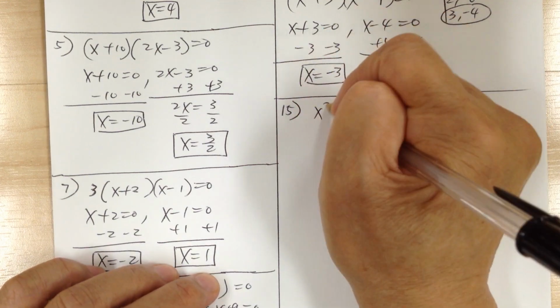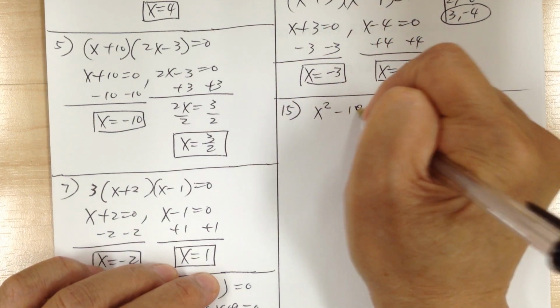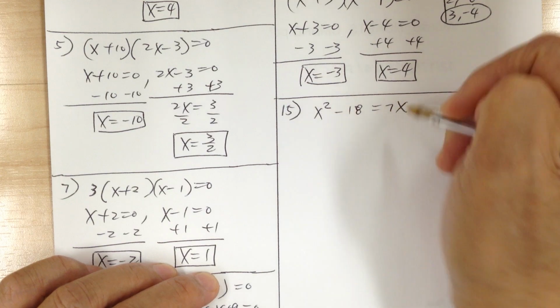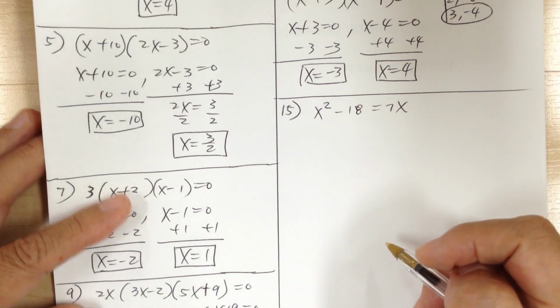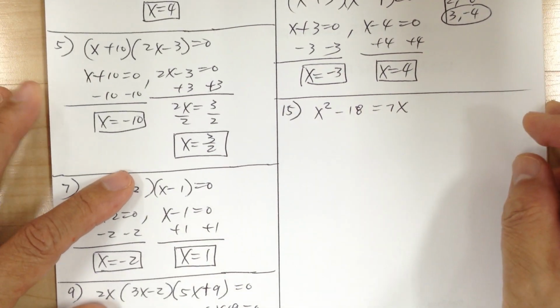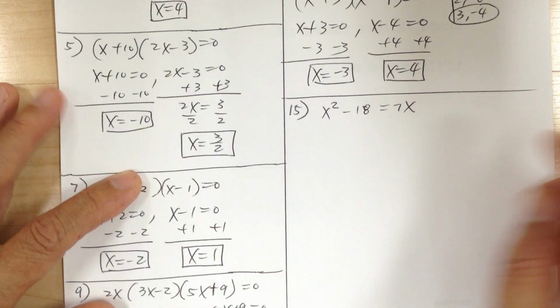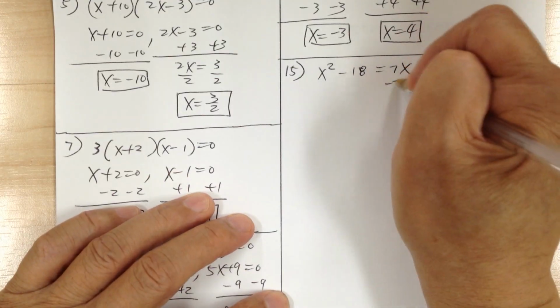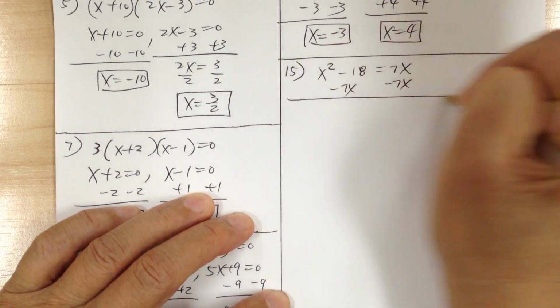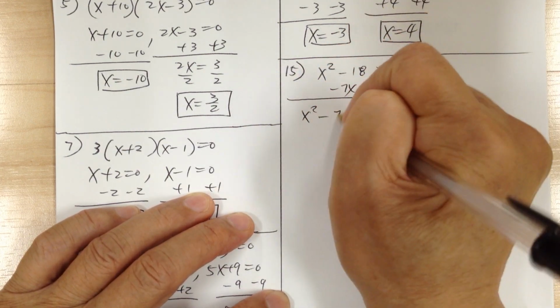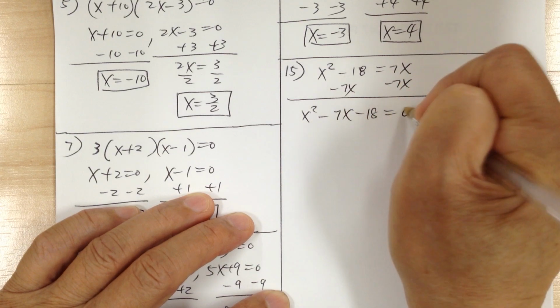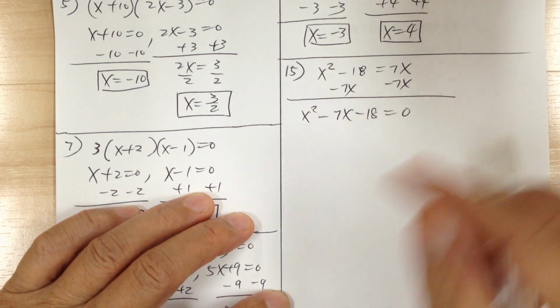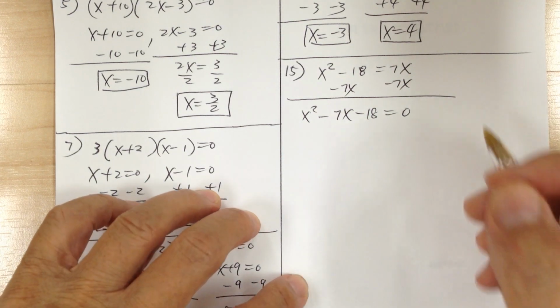Okay, you have x squared minus 18 equal to 7x. So now we have to do one additional step, okay? Because in order to solve by factoring, you've got to have it equal to 0. So you have to minus 7x on both sides, and you have to arrange this in the correct order. So again, first you have to have it equal to 0 before you do any factoring, okay?